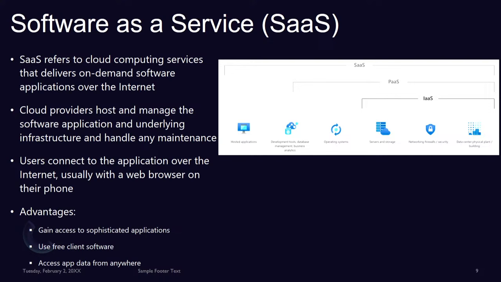So in the case of PaaS, we were getting just a platform and developing our services. But when we are talking about Software as a Service, in that case, the entire software is offered as a cloud computing service. So cloud providers host and manage the software application and underlying infrastructure and handle any maintenance. So SaaS contains our IaaS plus PaaS plus maybe some addition of the software also.